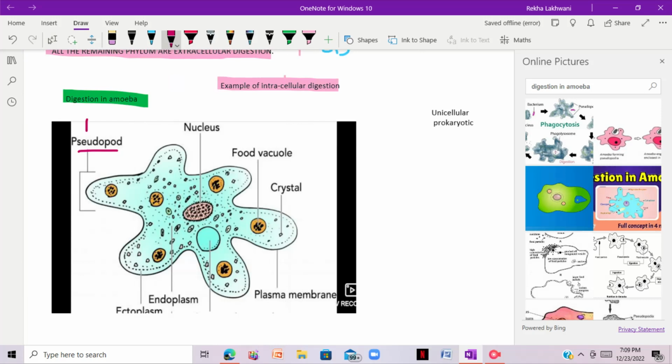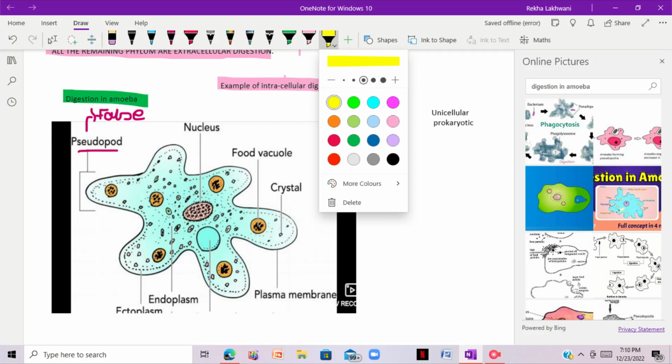Now in the center of this amoeba, we have the nucleus. Then we have the food vacuole. This is the plasma membrane. Inside this is the endoplasm, and here is the ectoplasm. So basically, this is the structure of amoeba, with some more labeling.